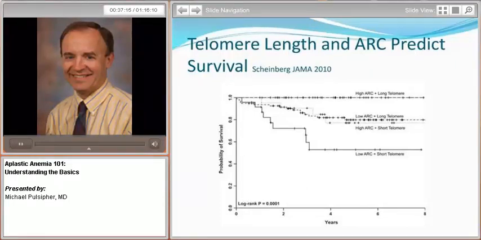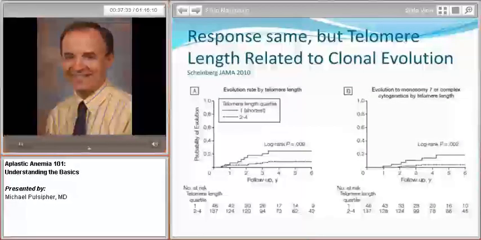If you have very short telomeres, you tend to do a little bit worse. This is a survival curve from a study done at the NIH, which showed that patients with very low absolute reticulocyte count and short telomeres at diagnosis tended to respond very poorly. Now, why did they have a poor survival?